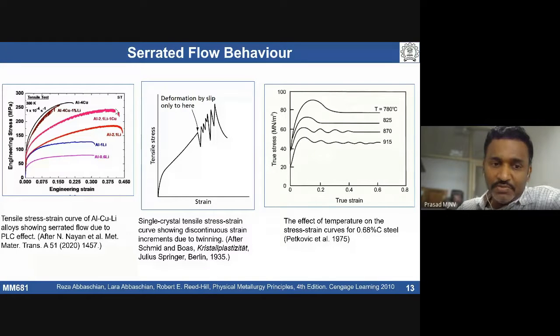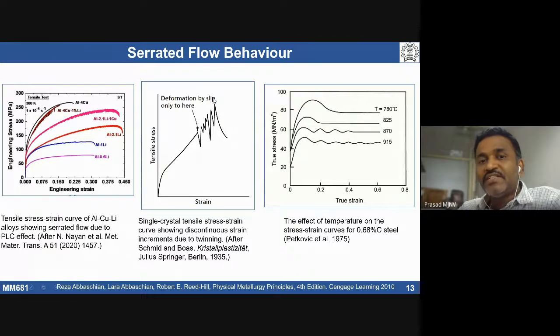So this is, I think, one of my PhD students who has graduated. He worked a lot on the effect of lithium and copper on dynamic strain aging and anisotropy in the material. This is again one example. The Portevin-Le Chatelier effect is also a subset of dynamic strain aging, and it is quite commonly observed in non-ferrous metals like aluminum alloys, aluminum-copper-lithium, aluminum-magnesium alloys. The other thing is twinning in single crystals.